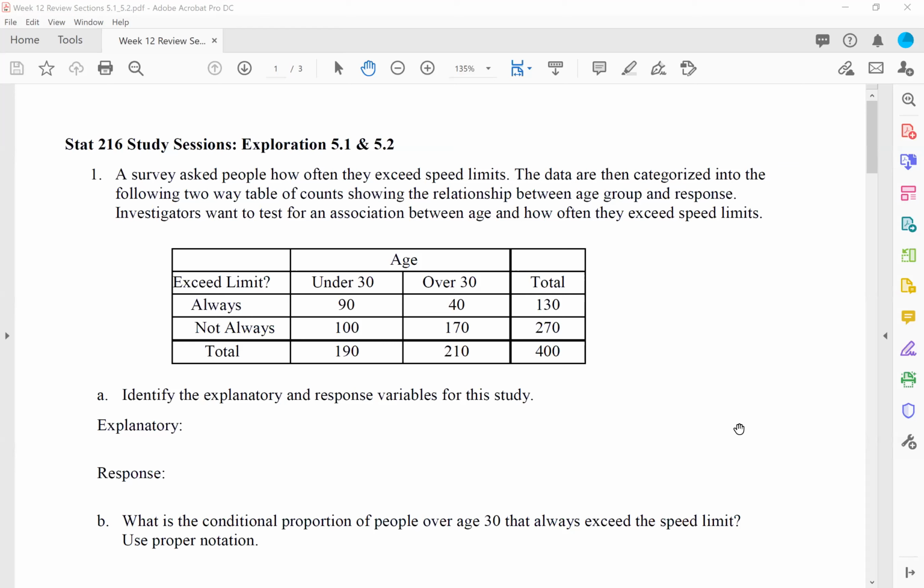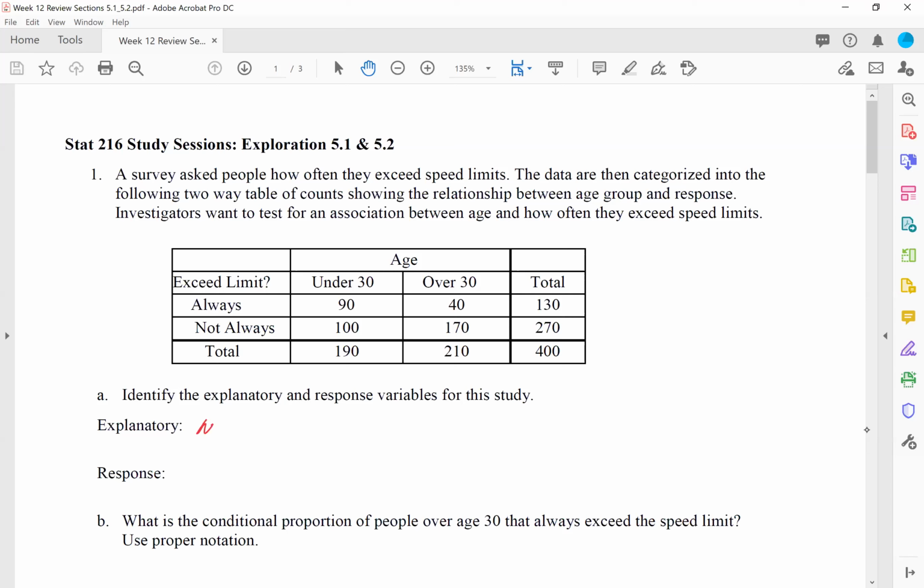So we have age group, either under 30 or over 30. And our response variable is whether or not they always or not always exceed the speed limit. And we're looking for an association between age and how often they exceed speed limits. All right, so thinking about this study, what would be the explanatory variable in this study? What two groups are we going to compare? Over 30 and under 30.